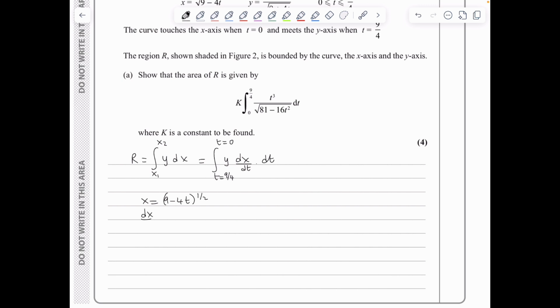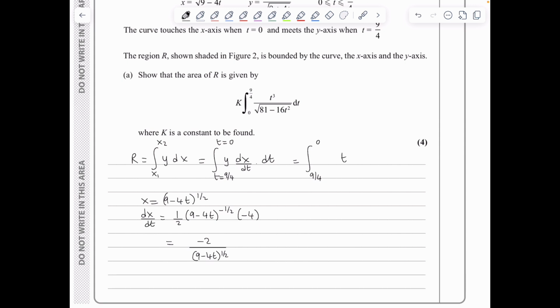This means that dx/dt will be found by bringing the power down, a half, deducting 1 from the power, so (9 minus 4t) to the minus a half, times the derivative of the bracket, which gives me a negative 4. So this simplifies to negative 2 over (9 minus 4t) raised to the power of a half. So we're looking at the integral from 9/4 up to 0.